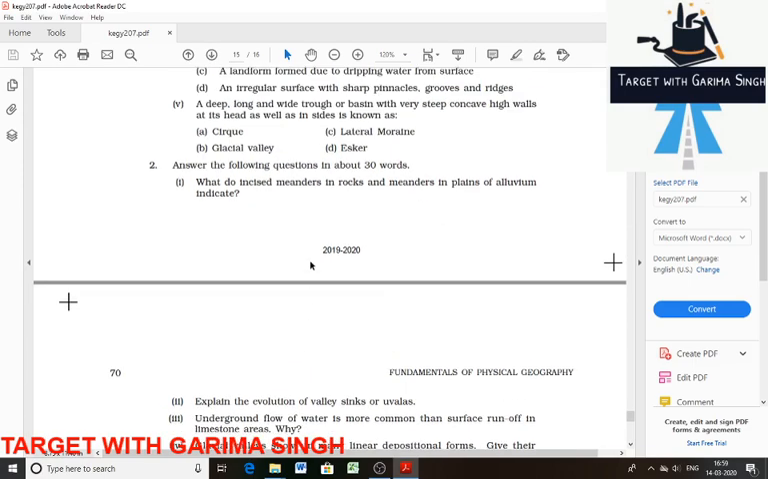So the second question is about 30 words, like short type answer questions. It seems so short type but they are not that short. What do incised meanders in rock and meanders in plains of alluvium indicate?